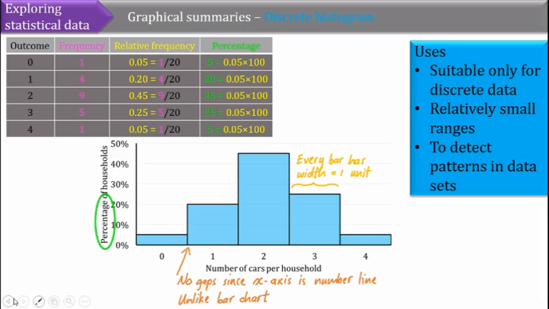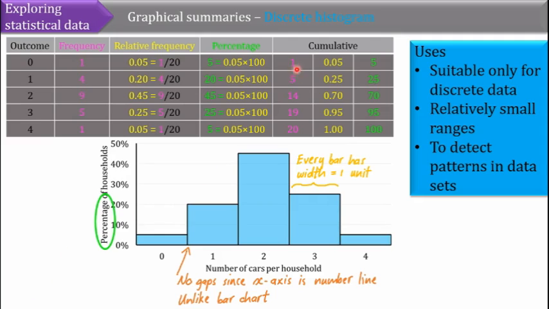It's only the y-axis labels that changed, right, because the scale is basically still the same. Size and everything remains the same. Then lastly, we have the cumulative values.